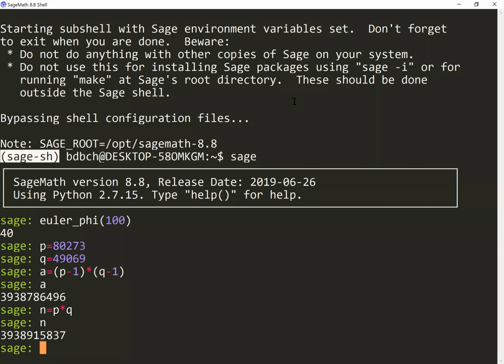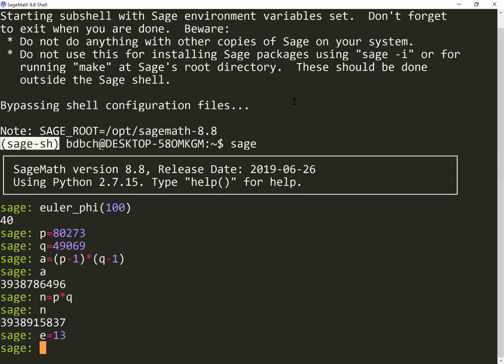You see, my choice is not good because A and N differ too much. In theory, this is because the primes that I chose are not large enough. If you choose large enough primes, they should be distinct in many digits. So let's choose E. For instance, let E be 13.